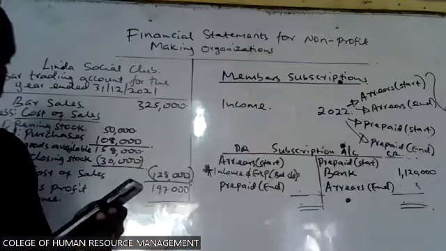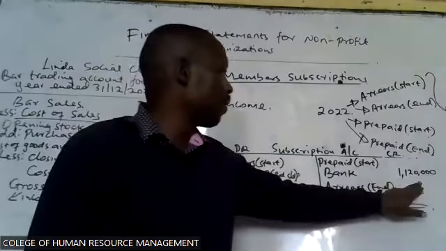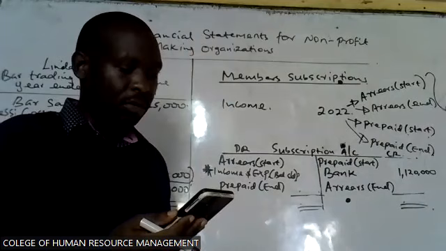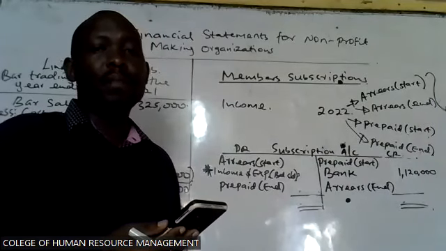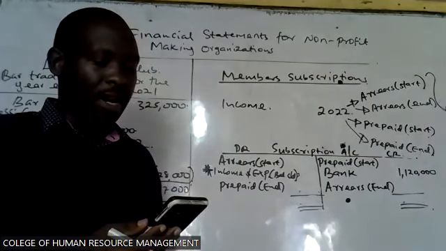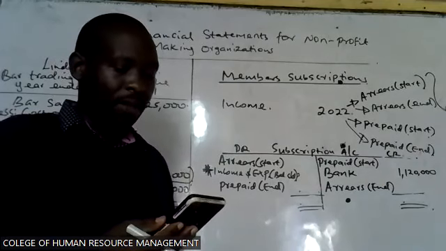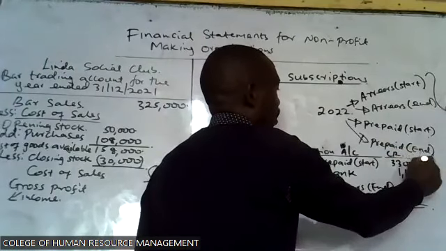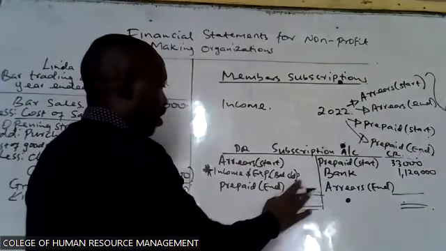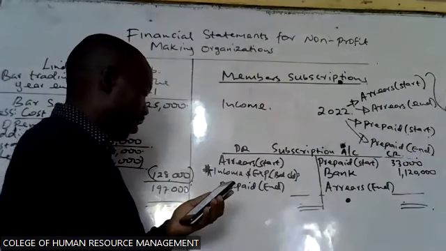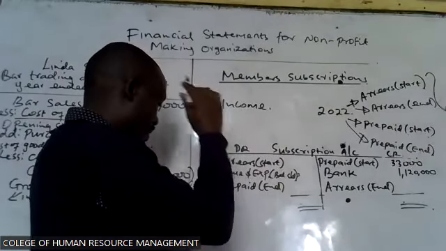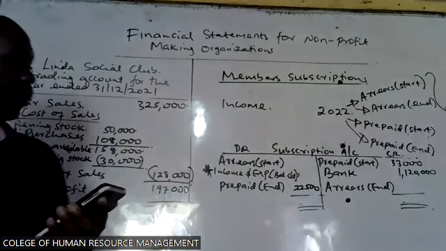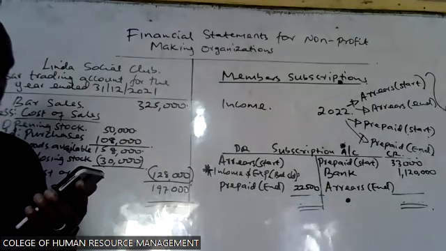Then we have prepaid at the start and arrears at the end. Prepaid at the start: look at the subscription in advance. In advance is what we mean by prepayment. A prepayment is money paid in advance. So the prepaid in advance at the start is 3,000. At the end, the subscription is 22,500. What about subscription in arrears?